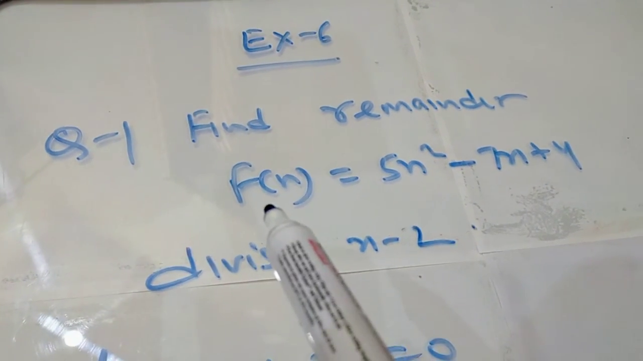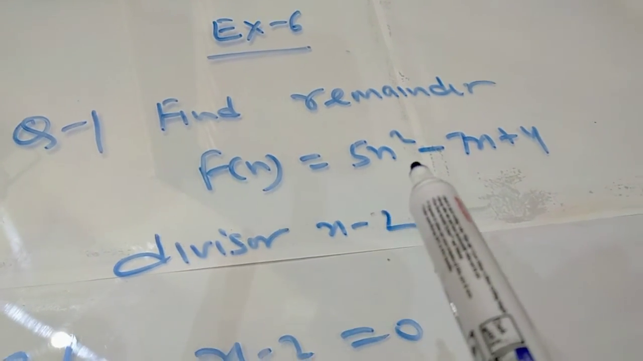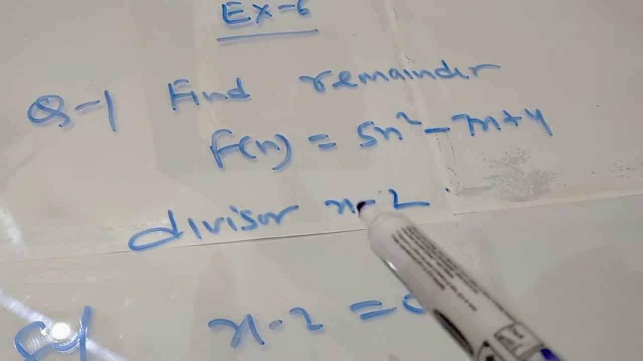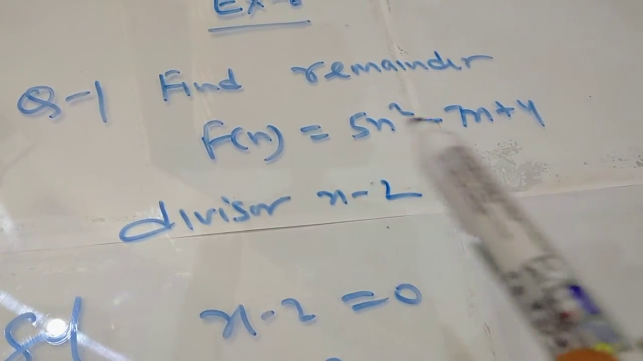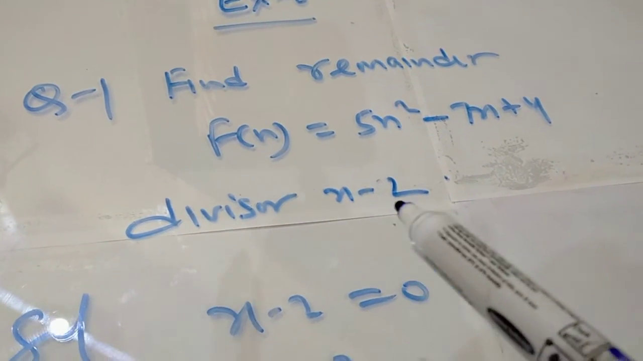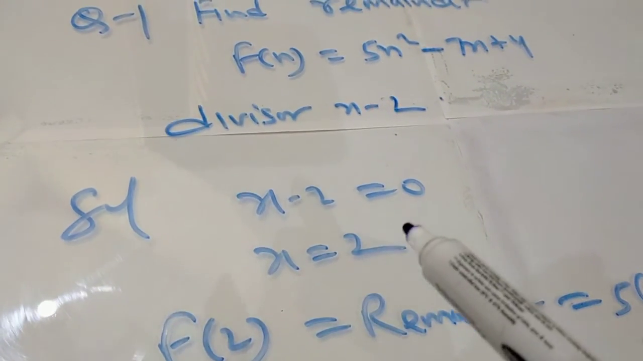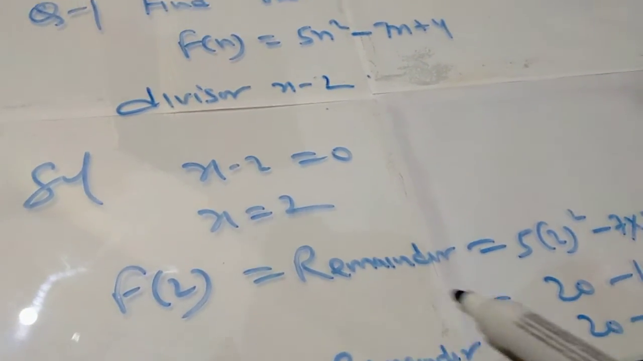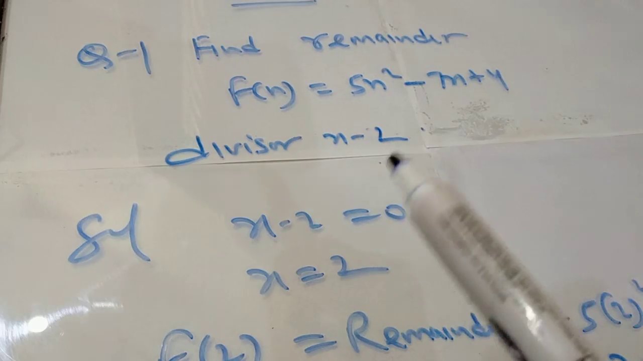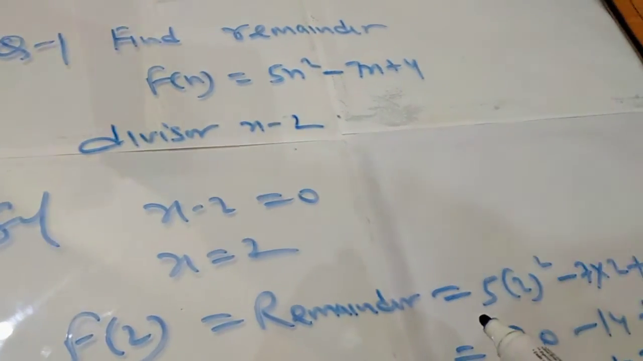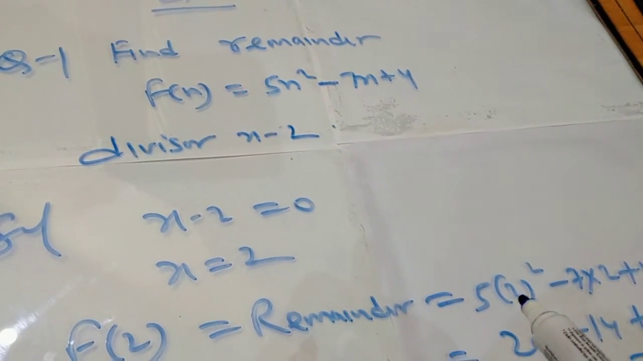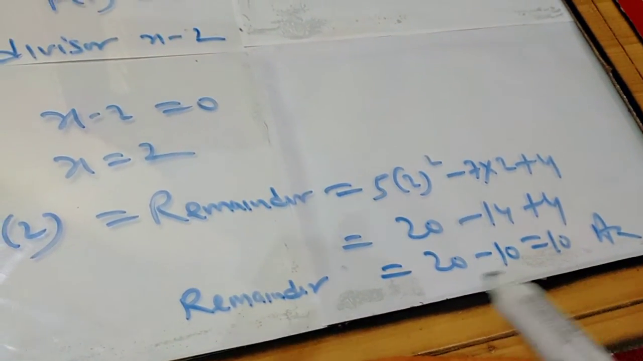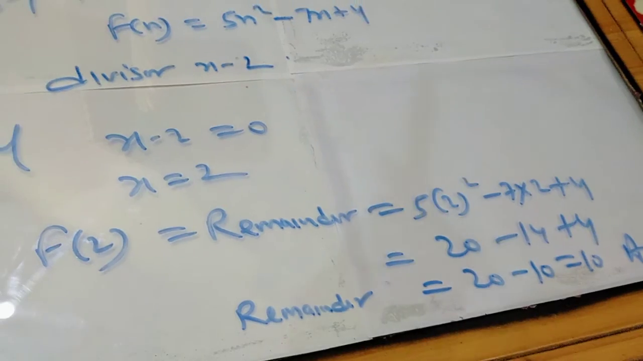Find the remainder when f(x) is equal to 5x square minus 7x plus 4 is divided by x minus 2. It means we are going to divide this polynomial by x minus 2. So x minus 2 equal to 0, so the value of x is 2. To get the remainder, the value of x has to be substituted in the given expression. So it is 5 multiplied by 2 square minus 7 into 2 plus 4. That simplification will give 10. So the remainder is 10 for this question.